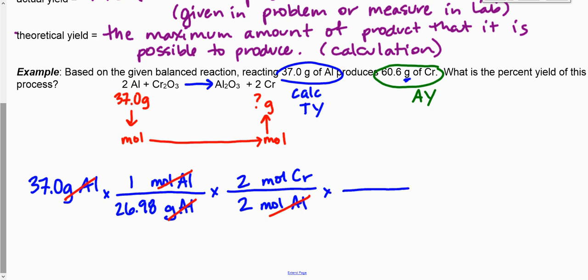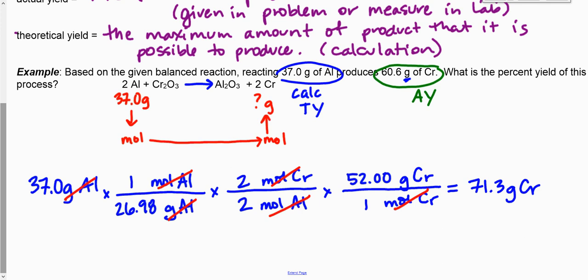So let's find my grams of chromium. So I cancel moles. Grams are what I'm converting to. And I look on the periodic table. For every 1 mole, there's 52.00 grams of chromium. All right, so now typing this into my calculator, 37 divided by 26.98 times 52, I get 71.3 grams of chromium. This is my theoretical yield. And it makes sense because it's more than what we actually produced, right? We can't produce more than our maximum.